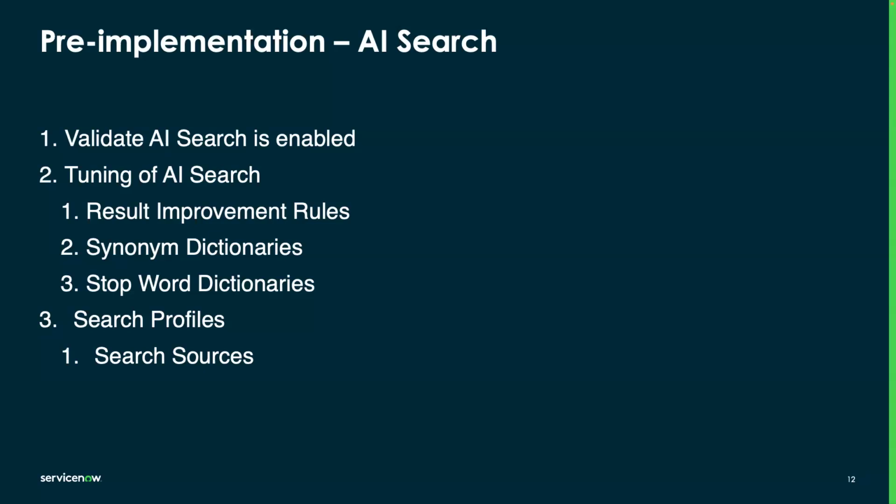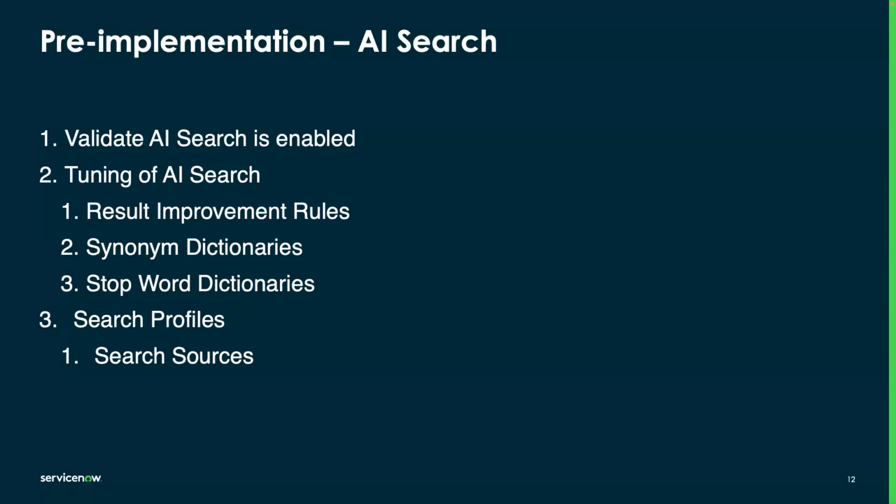The next is our AI search tune. So let's just say we have been using AI search, and now I want to tune AI search. So how can I do that? We have a lot of documentation in this area, and I narrowed it down to three specific areas. One is result improvement rules. So result improvement rules allow us to boost documents. So when a specific keyword is used within the query, I could use that to focus on a specific document.